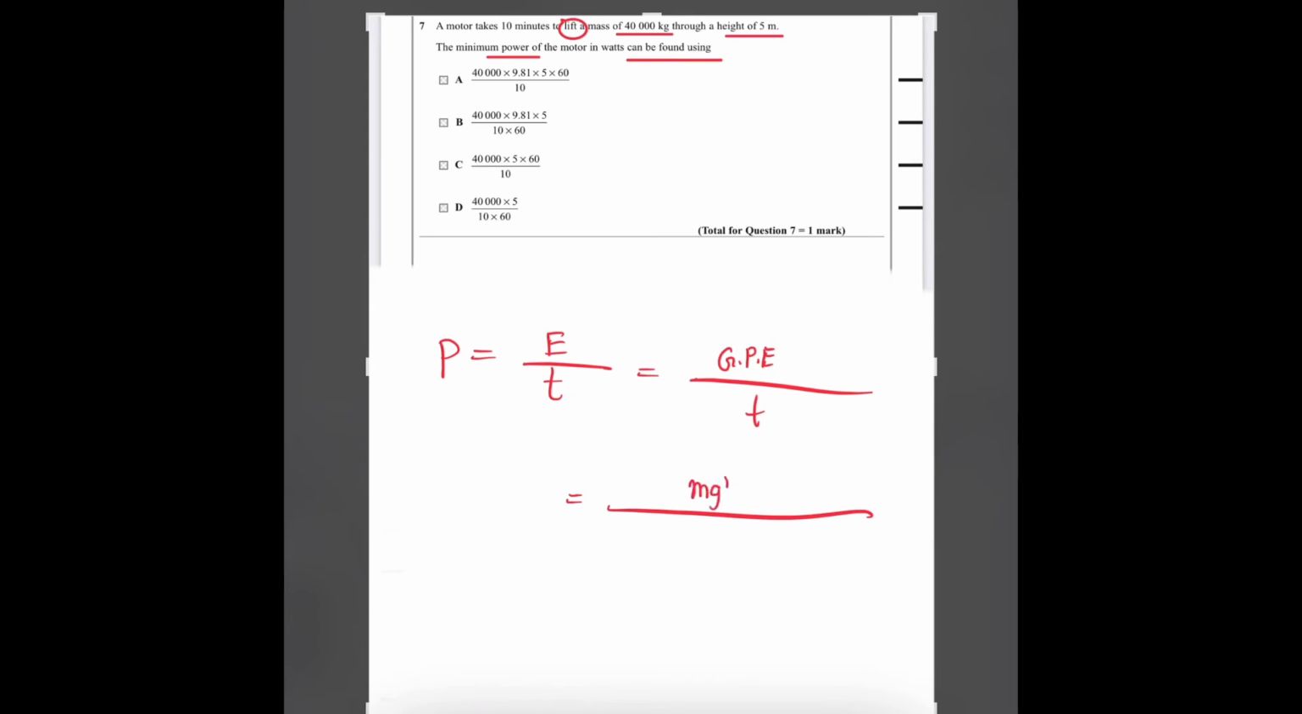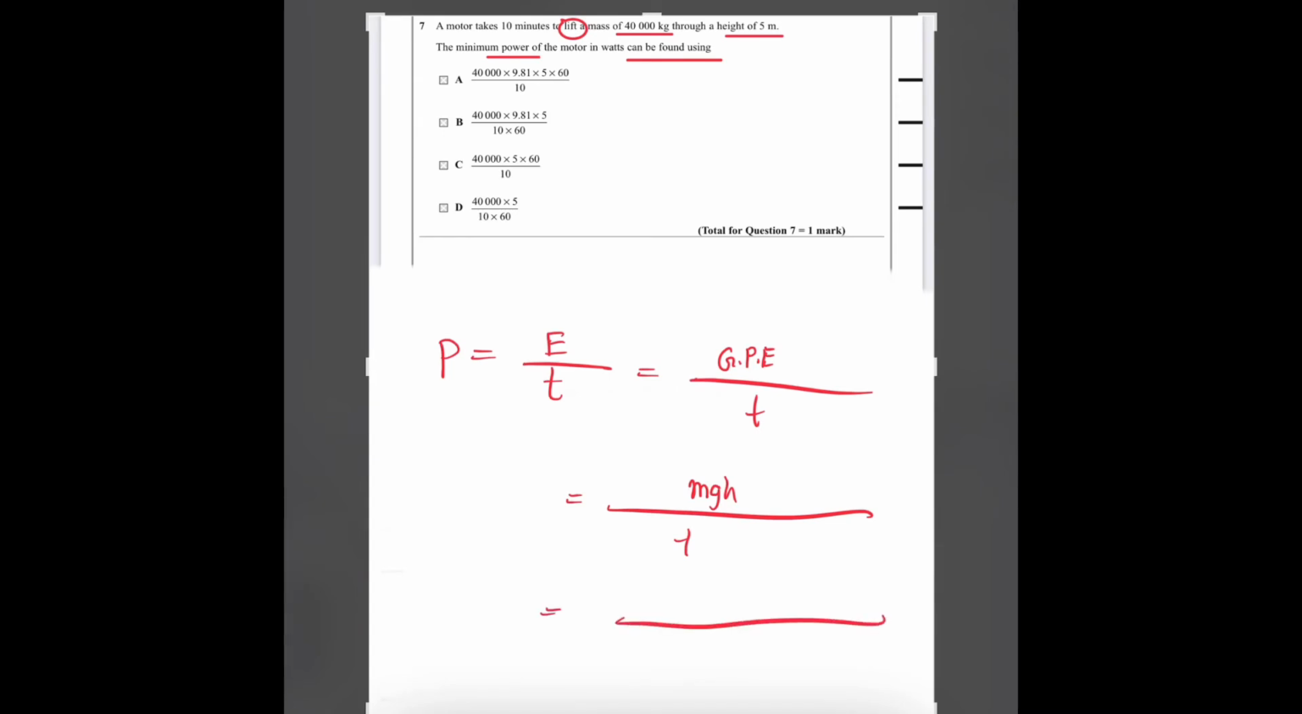Number 7. A motor takes 10 minutes to lift a mass of 40,000 kg through a height of 5 meters. The minimum power of the motor in watts can be found using. So basically the power is work done or energy by time, right? It is the energy by time. And what is the energy? The mass is being lifted, so the motor is basically working against gravity. So the energy is a form of gravitational potential energy, divided by time. So we need to calculate the gravitational potential energy, which is mgh, divided by time.